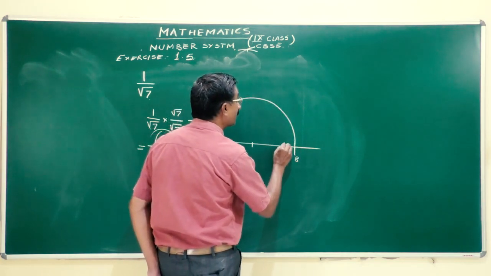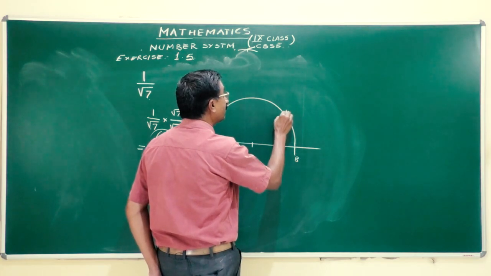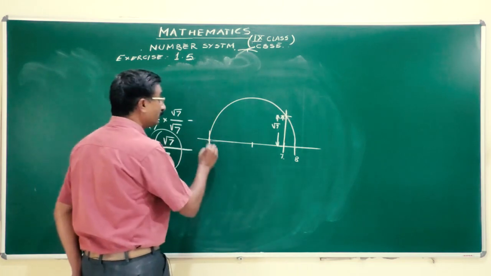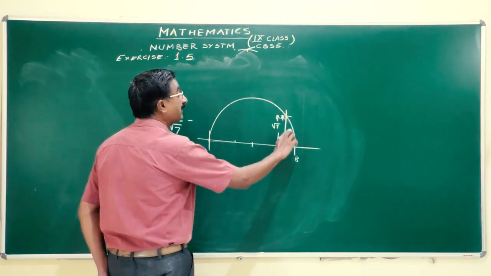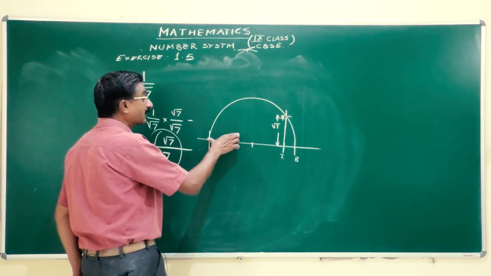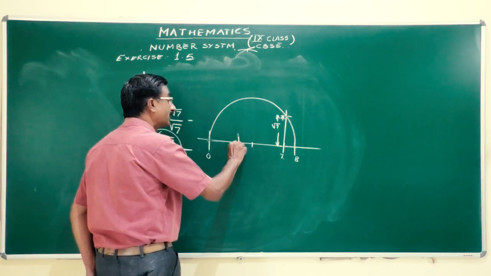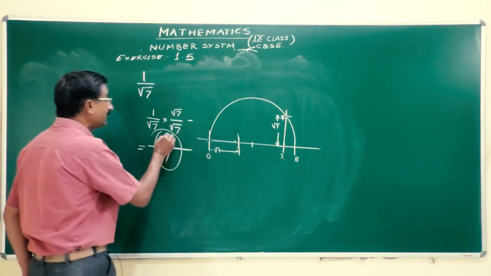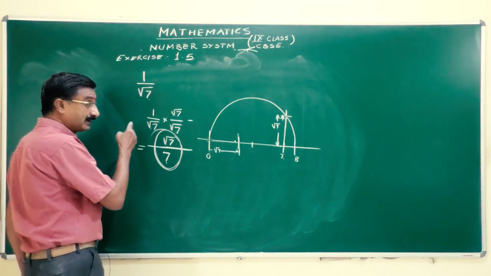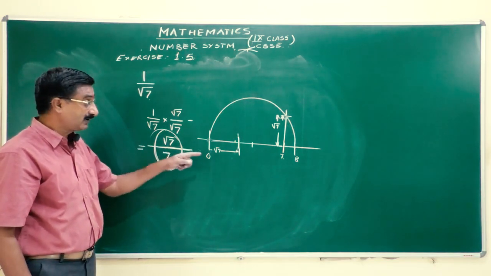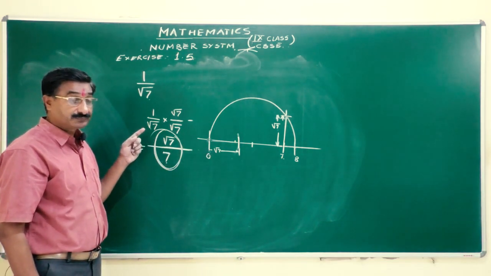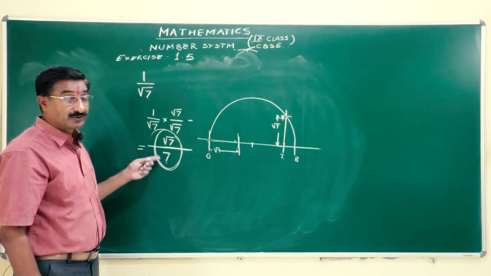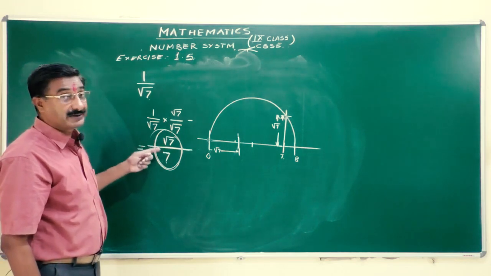Clear? Then we will draw the perpendicular. So this value is under root 7. Okay. So you can mark here under root 7 by measuring this distance and making the arc of same distance. So you will get this value is under root 7. But to mark this value here is not necessary. I am just giving you the utilization of the rationalization of the denominator.